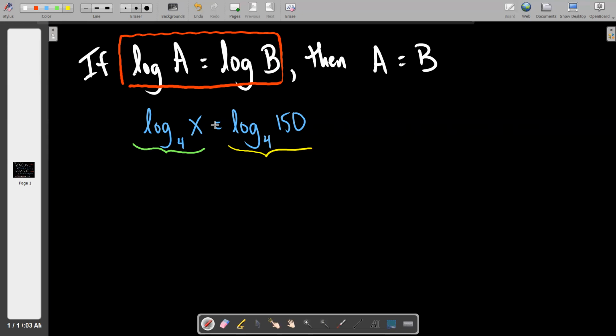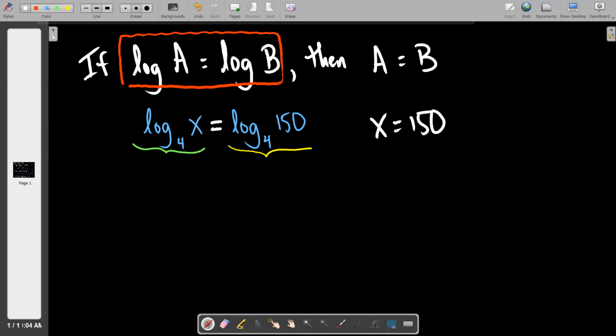But if someone's bold enough to put an equal sign in between them, the only way for those logarithms to equal each other is if the arguments themselves equal each other, because they're both powers of 4. So if I had log base 4 of x equal to log base 4 of 150, I don't know what x is. Actually, I do. X has to equal 150. Can we agree with that? It's almost so obvious that it's maybe a bit difficult to understand at first, but that's the idea. If your logs equal each other, then the arguments of the logs have to equal each other as well.